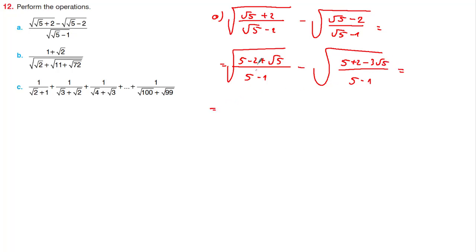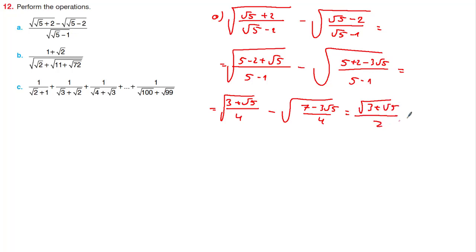Alright, that makes it how much? It makes it 3 plus root of 5 over 4 minus 7 minus 3 root of 5 over 4. We can separate this into square root of 3 plus root of 5 over 2 minus square root of 7 minus 3 root of 5 over 2.